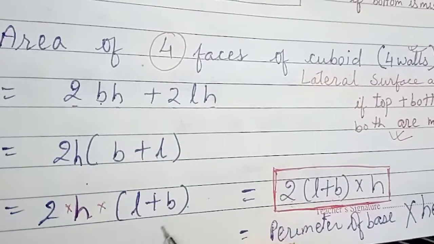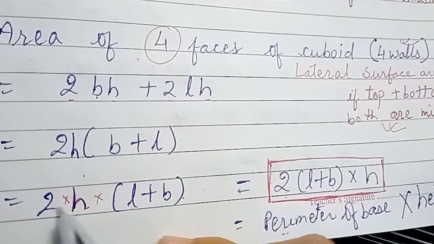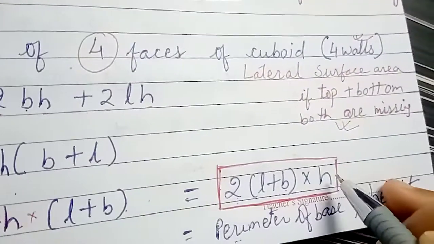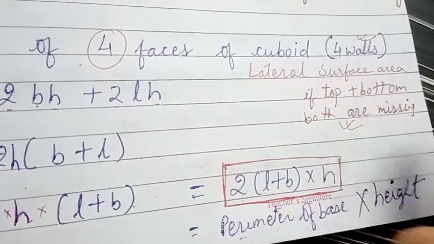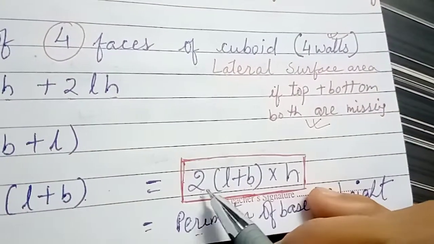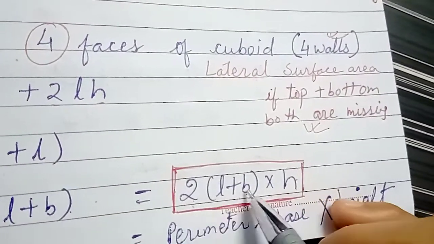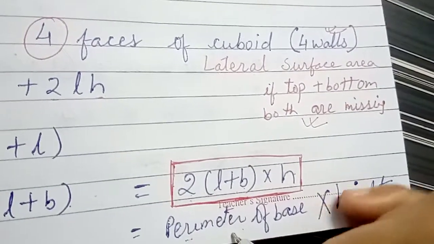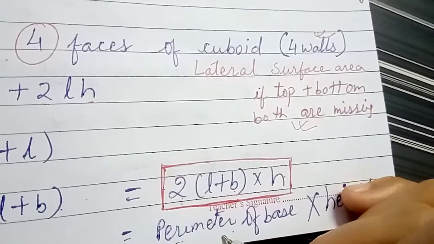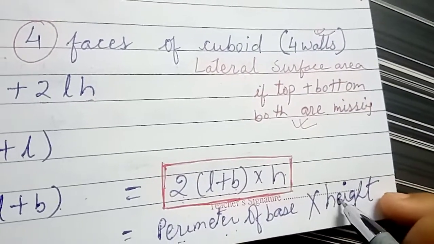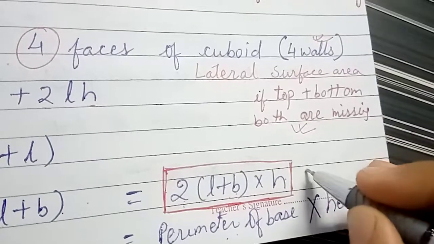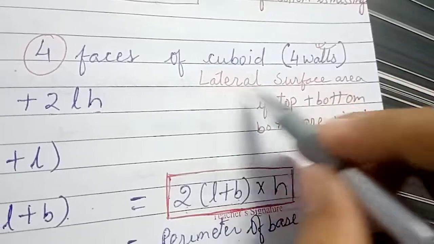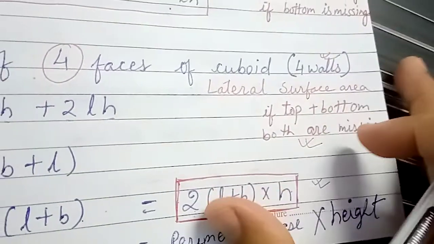One more time arrangement is done, since all are in multiplied form, we can write this H on the extreme side. So it takes the form of 2 into (L plus B) into H, and this is what? Perimeter. 2 into (L plus B) is the perimeter of rectangular base, into height. So you will apply this formula whenever you have to find area of 4 walls or lateral surface area.